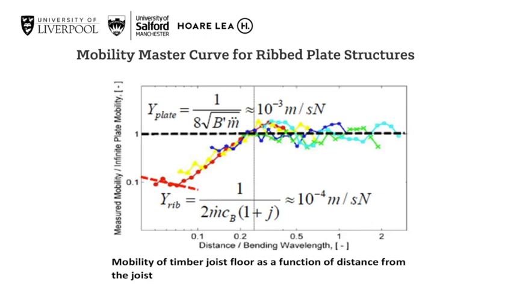So you can use these as a starting point, and if you want to go deeper and take your own measurements, you can, but you may still find that eventually the average mobility that you find does lie in this region. For the base, it's generally 1 × 10⁻³, and for the ribs or the joists, it's about 10⁻⁴. Okay, so that was for the joist floor.